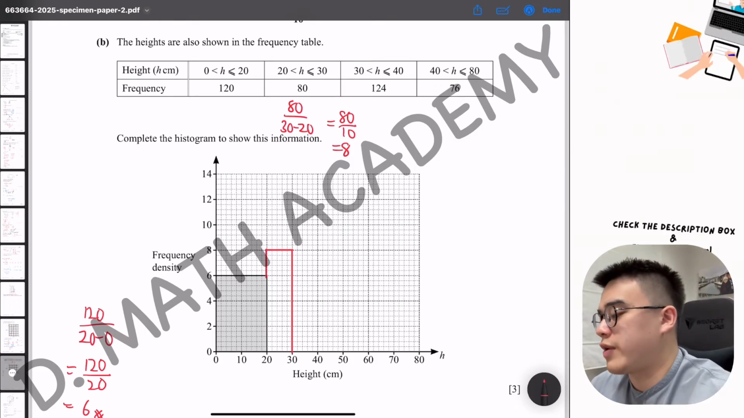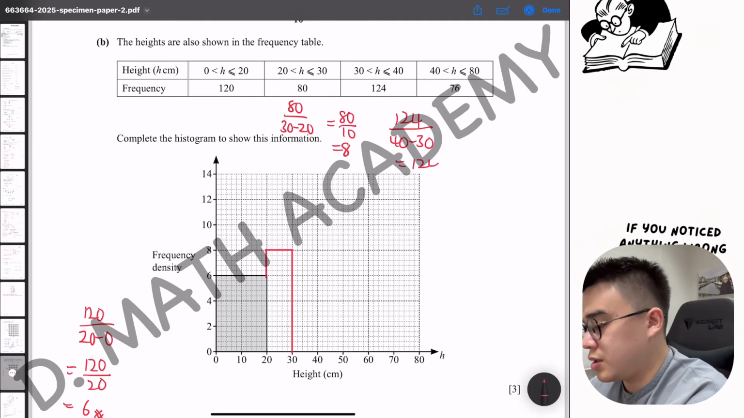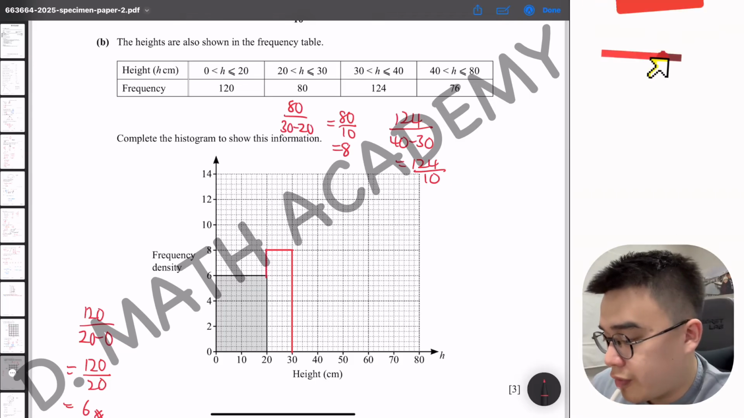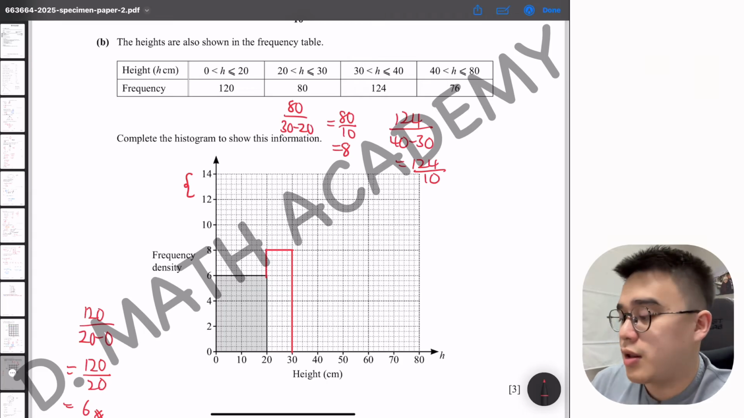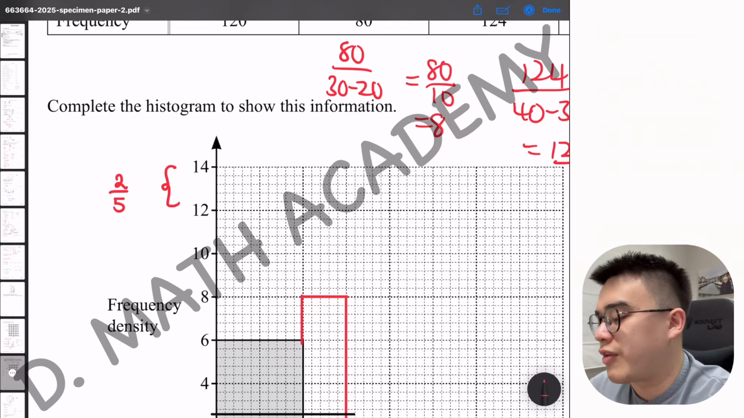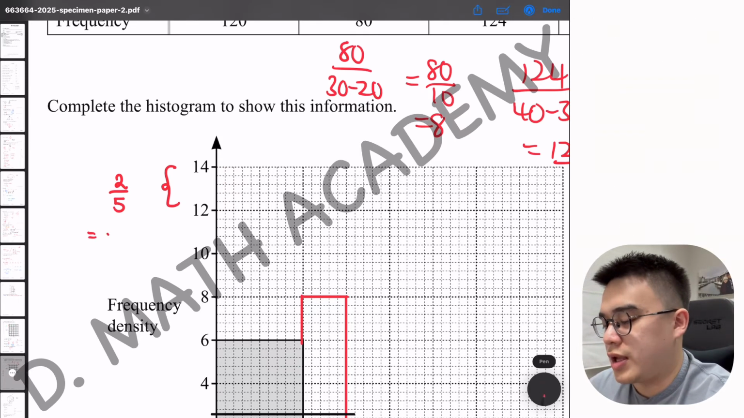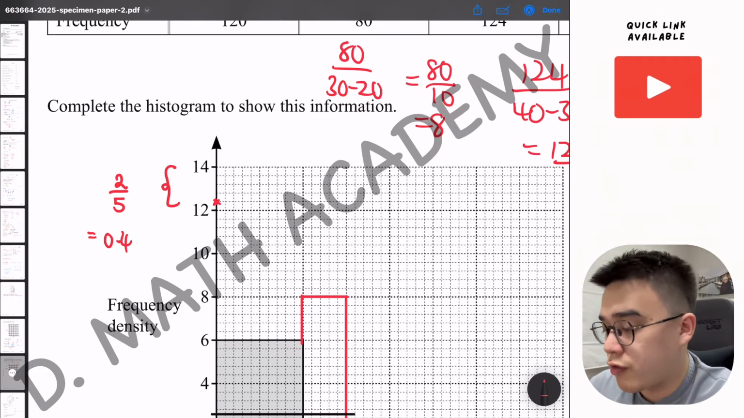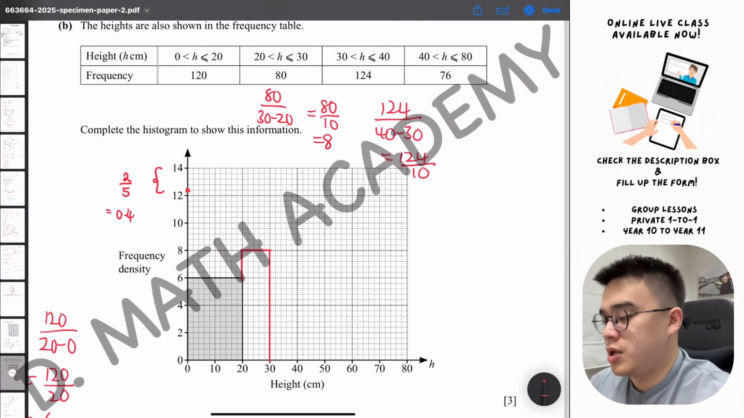As you continue, we have 124 divided by 40 minus 30. You will get 12.4. Okay, there's some calculation that needs to be completed here. The difference is 2, but 2 was being split into 5 different gaps: 1, 2, 3, 4, 5. So that is our 0.4, making the answer 12.4 located here at the first box.